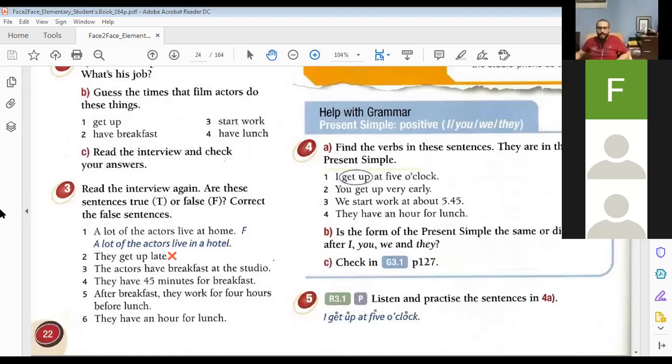The actors have breakfast at the studio. Yes, this is true. They have 45 minutes for breakfast. False. How long do they have for breakfast? 2 hours. For breakfast, 2 hours. When? Half.